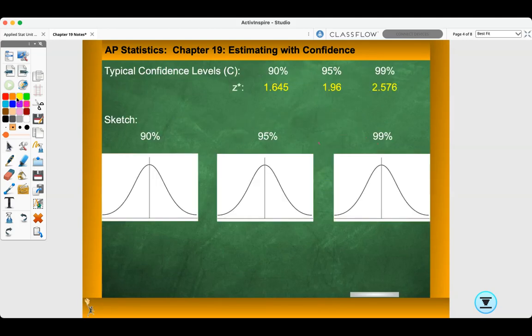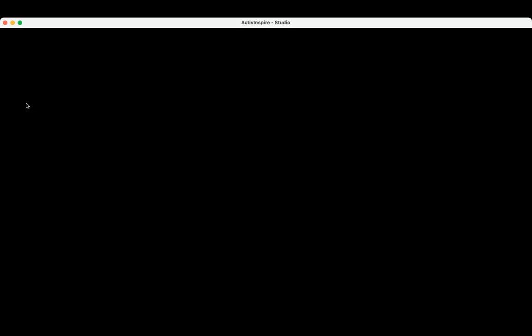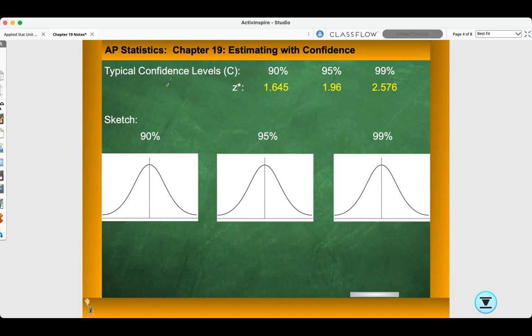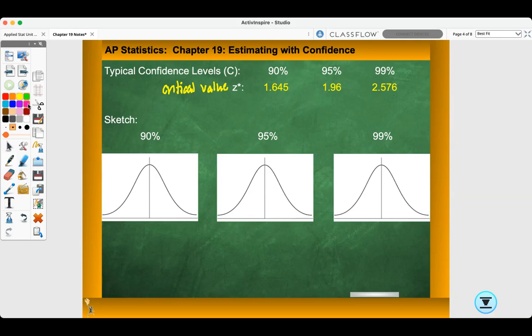So typical confidence levels that we use are 90%, which has a critical value of 1.645. So this Z star is your critical value. And you can find this using your calculator or the table. We'll go over in class how to use the table to find Z star. So a 90% confidence interval is 1.645, a 95% confidence interval is 1.96, and a 99% confidence interval is 2.576.